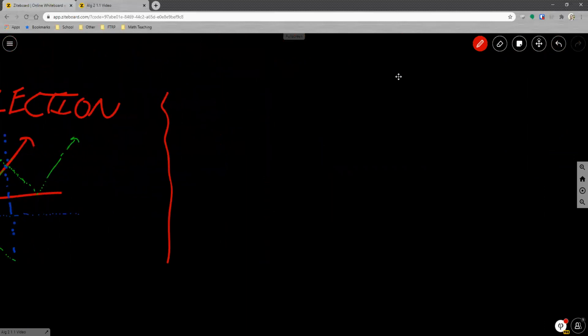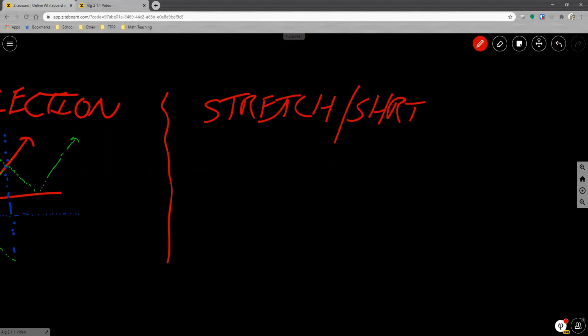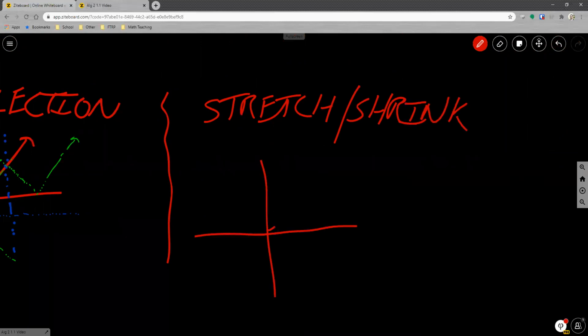So let's do a stretch or a shrink. Let's say this is my original function again, the absolute value function, just doing its thing. If I stretch it out, what that's saying is all my y values are being multiplied by some number larger than 1. So if my y value here is, I don't know, 1, I double it. If my value here is 2, I double that, and so on and so forth.